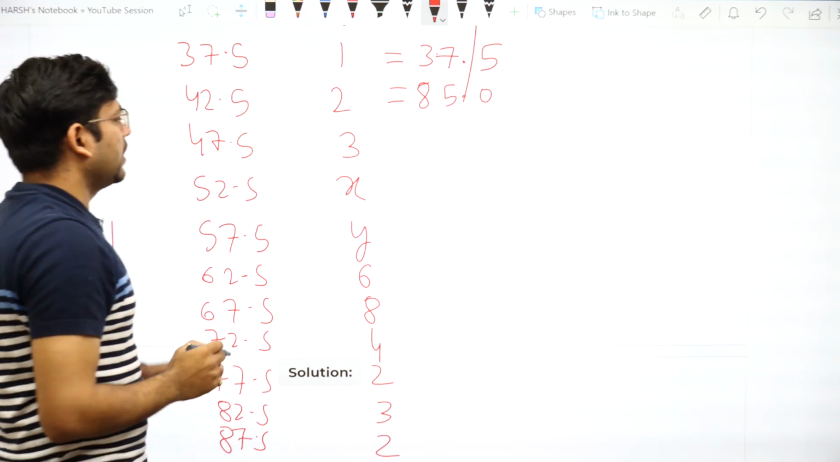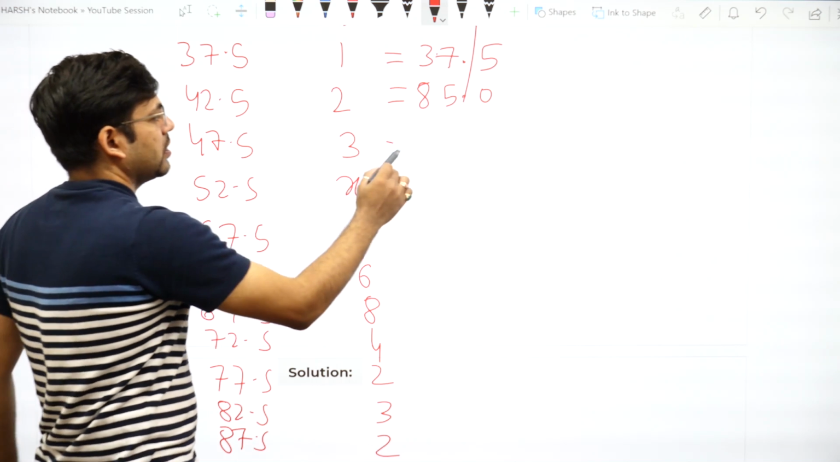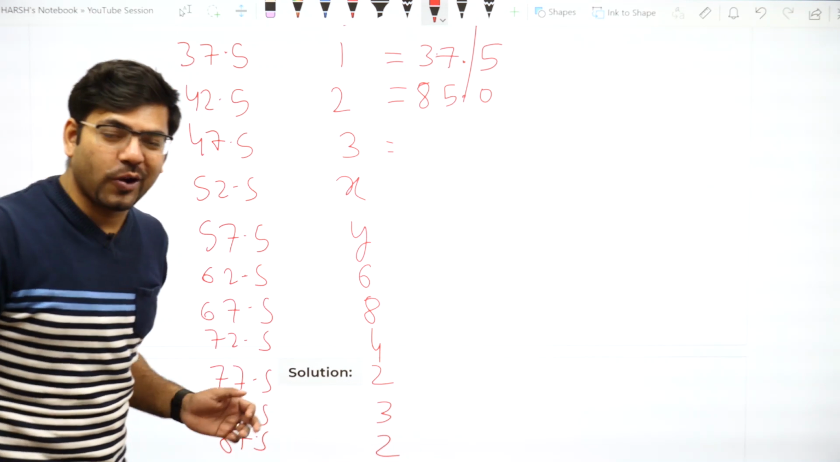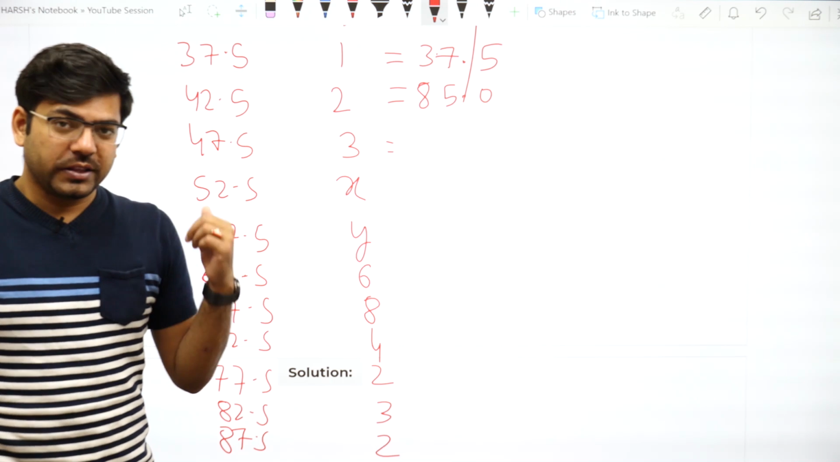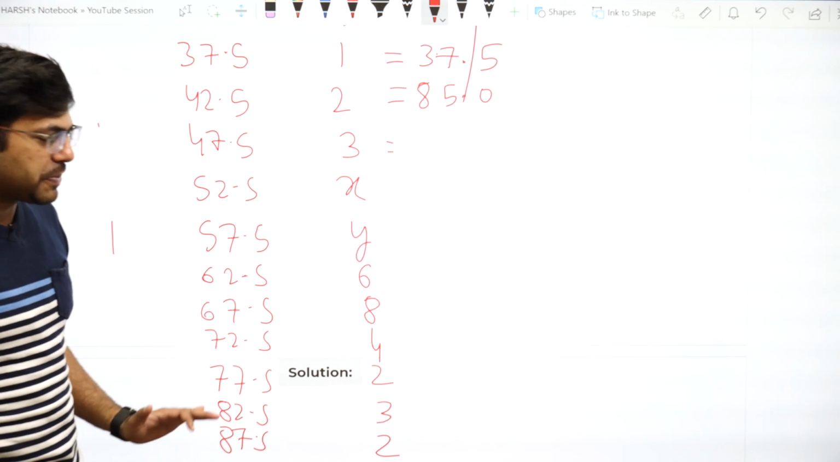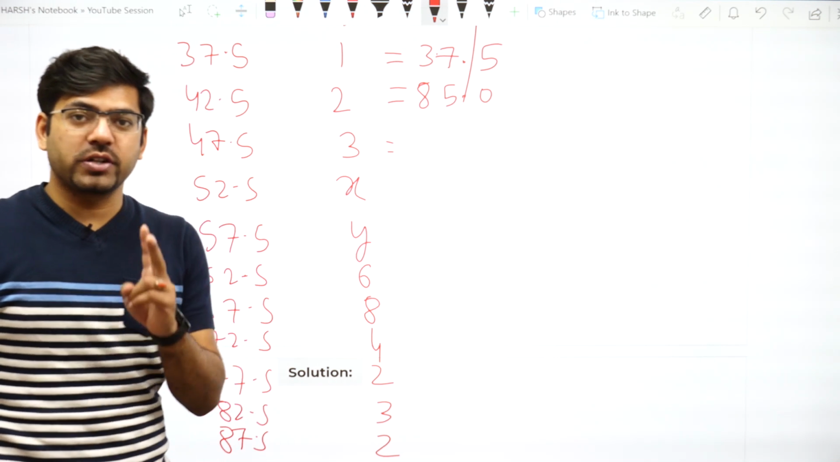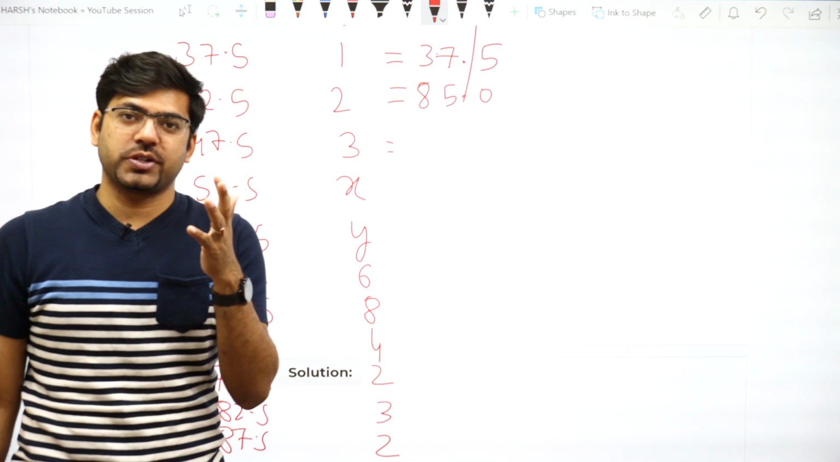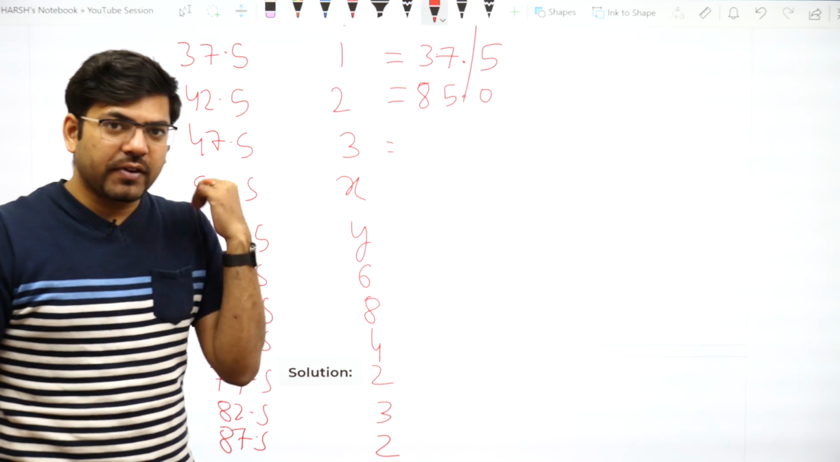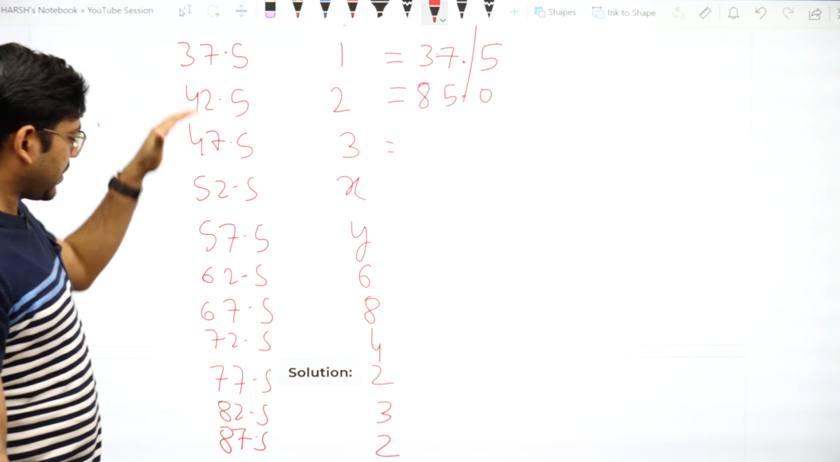85.0 and then 47.53. This will be a very long calculation and I'm not interested in doing this much calculation, but let me tell you, this question is very probable for coming in the examination. Why? Because here you have to find two variables, so it will be a predominantly 4-marker question.